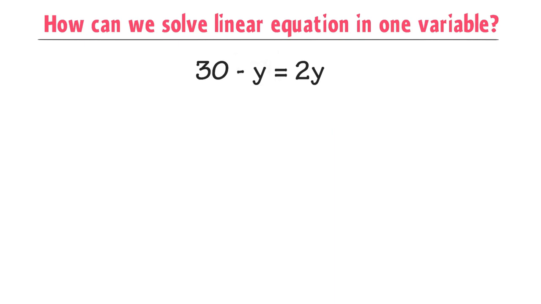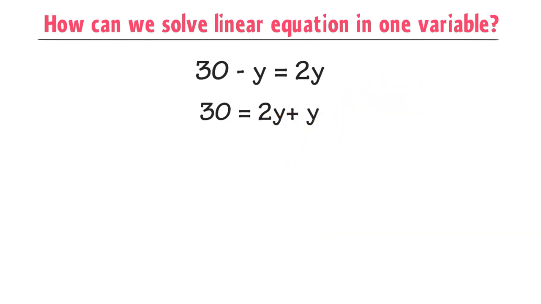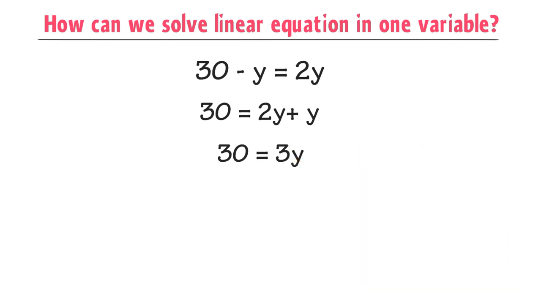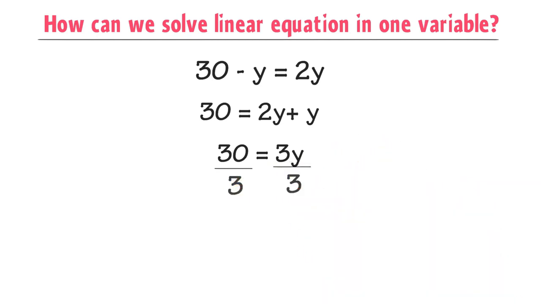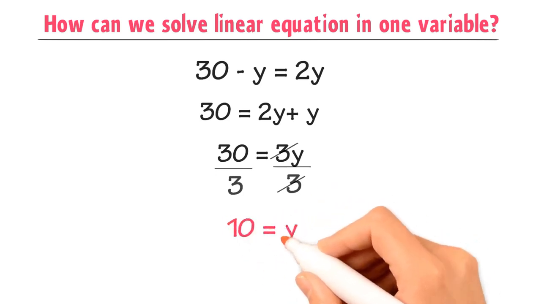As a result, we will get 30 is equal to 2y plus y, or 30 is equal to 3y. Now dividing both sides by 3. 30 divided by 3 is equal to 3y divided by 3. Thus we get y is equal to 10.